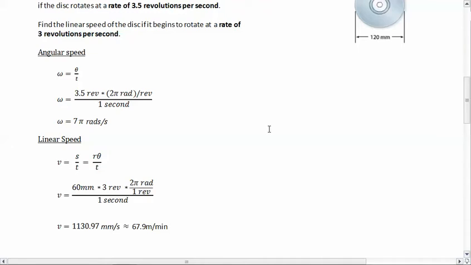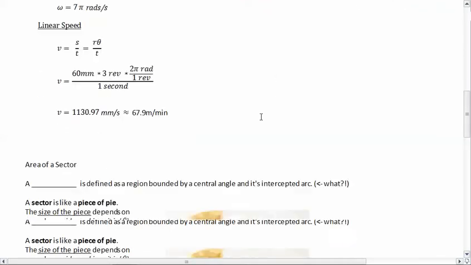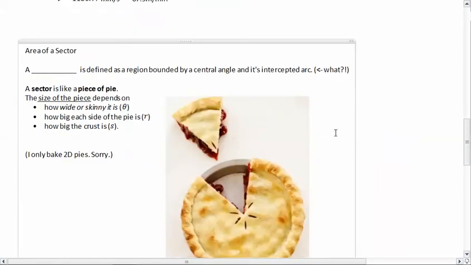So we can rewrite our linear speed equation in terms of R and theta, since we don't know S. And we get R theta divided by T. That gives us an equation of 60 millimeters times 3 revolutions times 2 pi radians per 1 revolution, all divided by 1 second. We're doing each of these things per second. That means your time is 1 second. We end up with 1130.97 millimeters per second, and that's approximately 67.9 meters per minute.